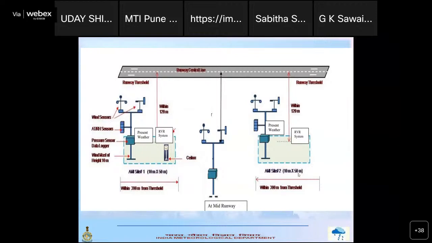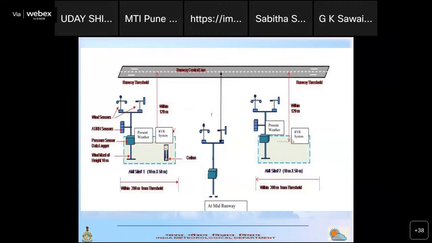So that's where we are taking the 10 meter by 50 meter site from the Airports Authority of India, the runway site. This site is located within 120 meters from the central runway line, and 300 meters from the threshold of the runway, this end of the runway.